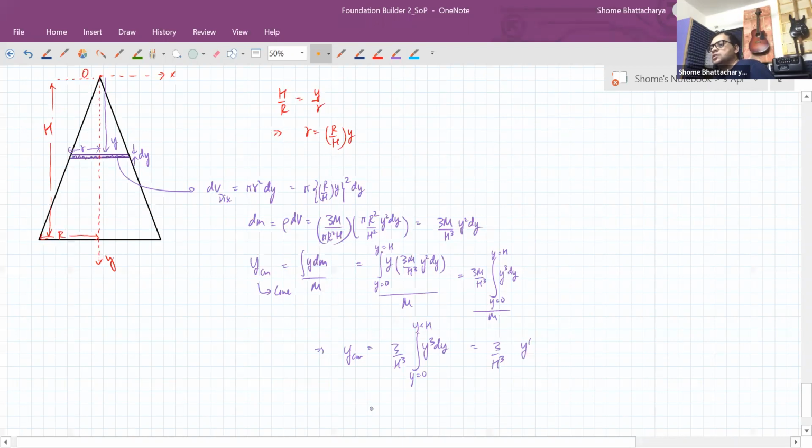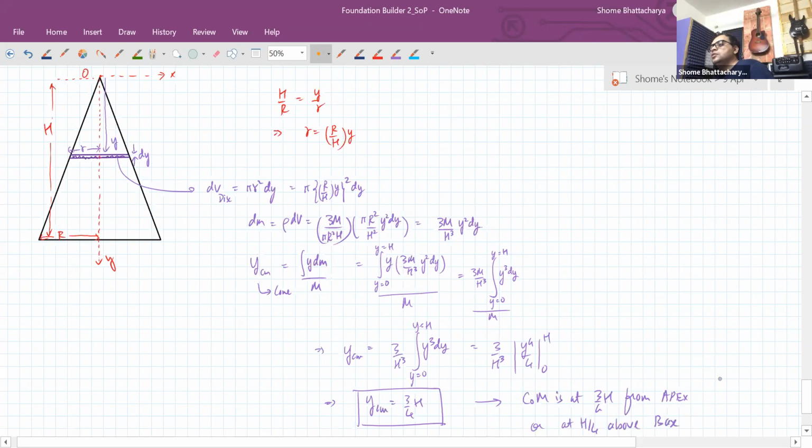So you see that from the apex of the cone, the center of mass is at 3/4 the height. So you can say that the center of mass is at 3/4 h from the apex. Okay, or that's the same thing as at h/4 above the base.